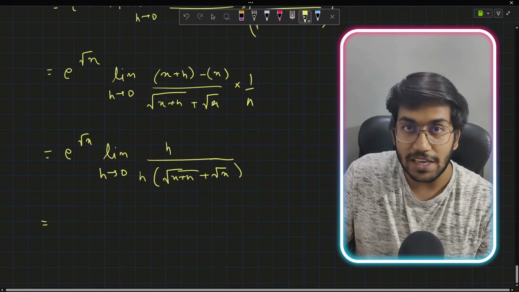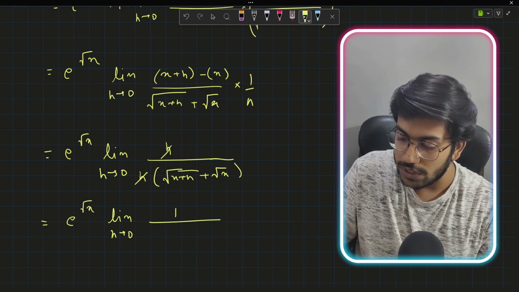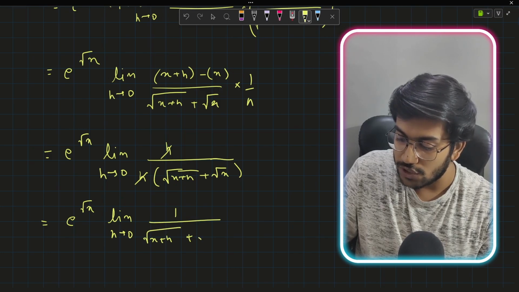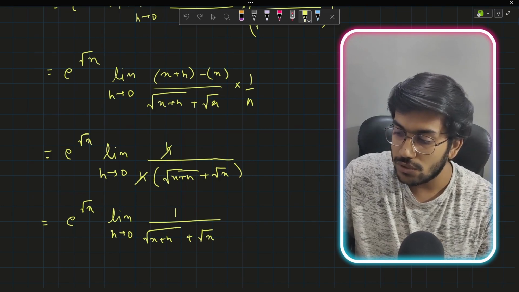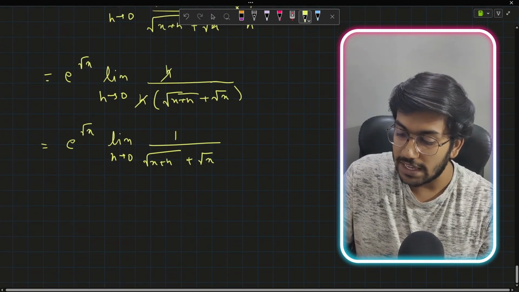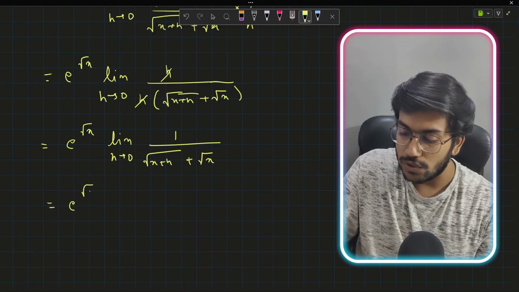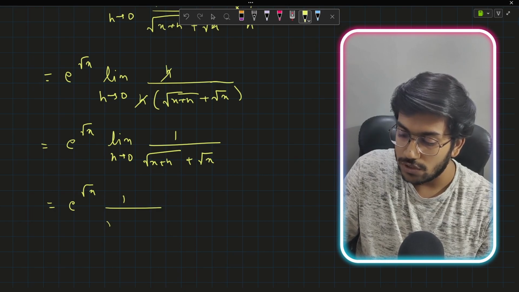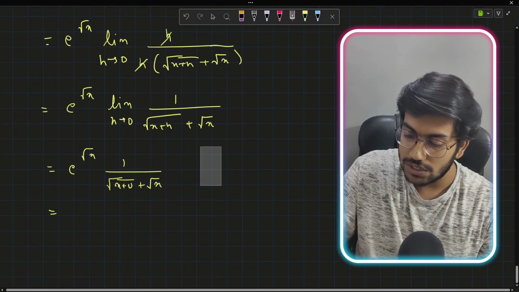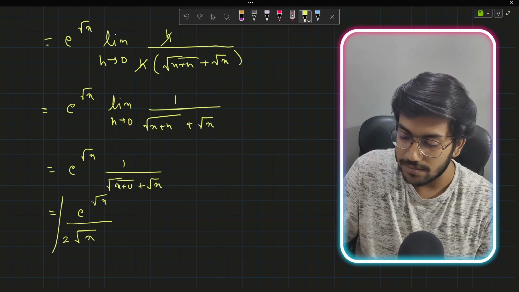And I think now you will be able to see the answer. We get e to the power root x, this h cancels this h, limit h goes to 0 of 1 over root of x plus h plus root of x. And since this is not an indeterminate form, we can just place the value of h in this expression. This gives us e to the power root of x times 1 over root of x plus 0 plus root of x, which is our final answer: e to the power root of x over 2 times root of x.